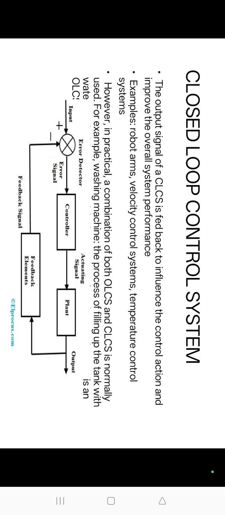Any system that can respond to changes and make corrections by itself is known as a closed loop control system. The only difference when compared to an open loop system is the presence of feedback action. The block diagram of a closed loop system is shown in the figure.